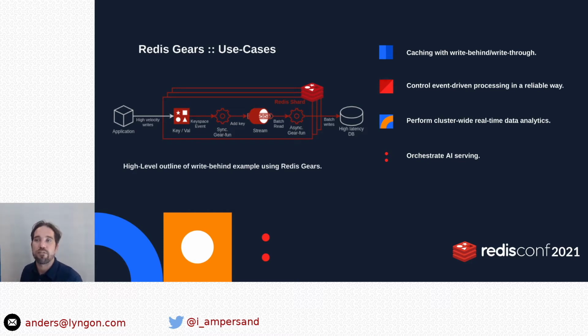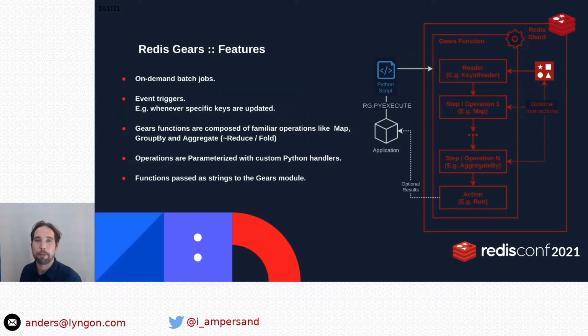So you can have an event-driven processing framework. And you can also use RedisGears to perform analytical queries of the map reduce type variety, which is not really the kind of thing that you would typically consider Redis for, but with RedisGears that's absolutely possible. And then there's also a very interesting example of AI serving on the Redis Labs GitHub that I think you should check out. It's quite interesting.